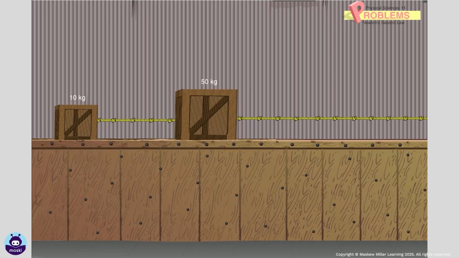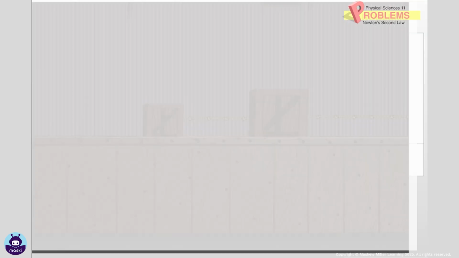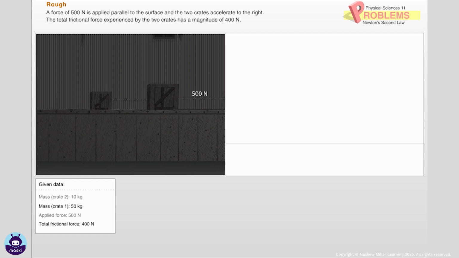Crates of mass 10 kilograms and 50 kilograms respectively are connected with a rope of negligible mass and are resting on a horizontal floor, as shown. A force of 500 newtons is applied parallel to the surface and the two crates accelerate to the right. The total frictional force experienced by the two crates has a magnitude of 400 newtons. 1/4 of this frictional force acts on the 10 kilogram crate and 3/4 on the 50 kilogram crate.